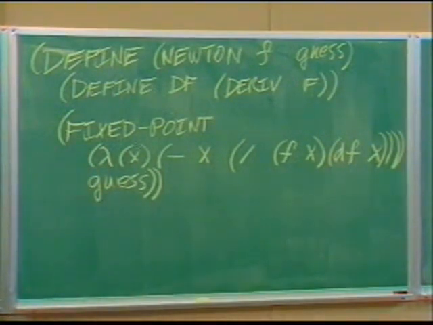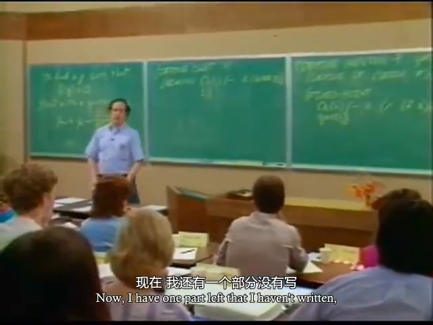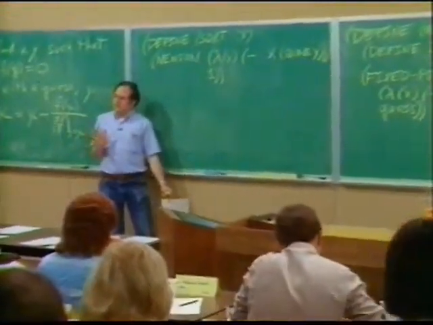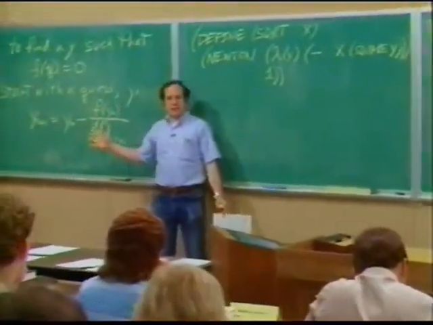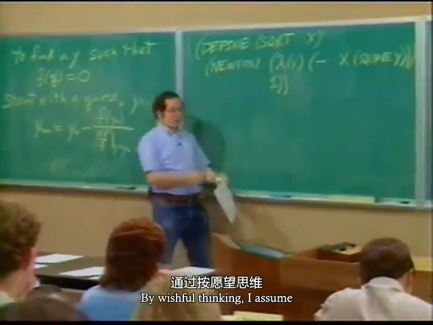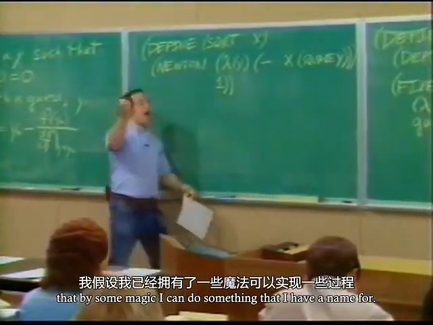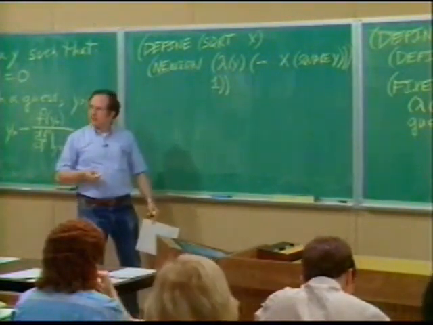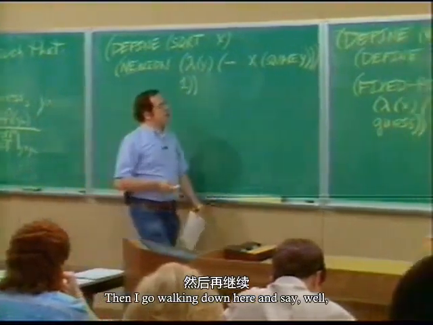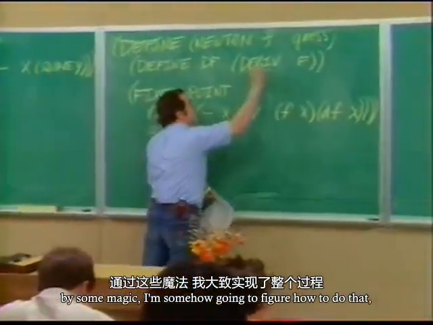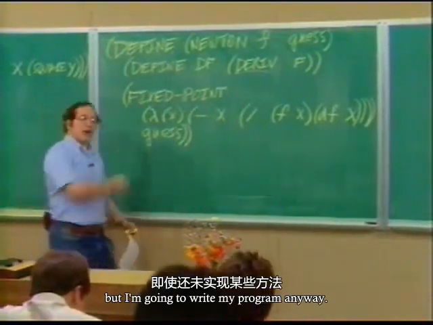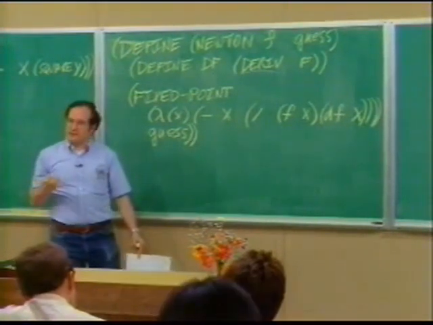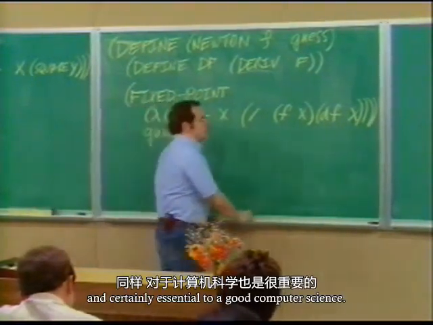That's all very simple. Now I have one part left that I haven't written. And I want you to see the process by which I write these things, because this is really true. I start out with some mathematical idea, perhaps. By wishful thinking, I assume that by some magic I can do something that I have a name for. I'm not going to worry about how I do it yet. Then I go walking down here and say, well, by some magic, I'm somehow going to figure out how to do that. But I'm going to write my program anyway. Wishful thinking, essential to good engineering. And certainly essential to good computer science.